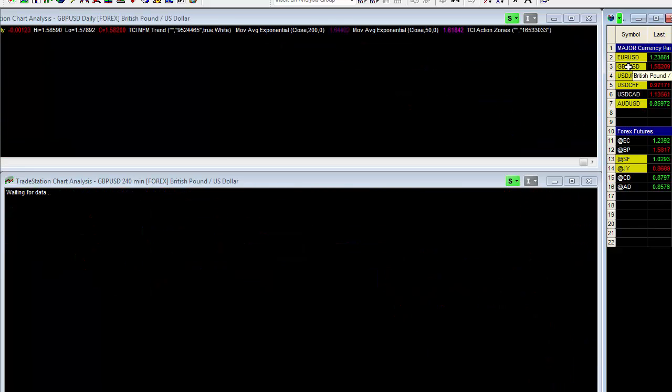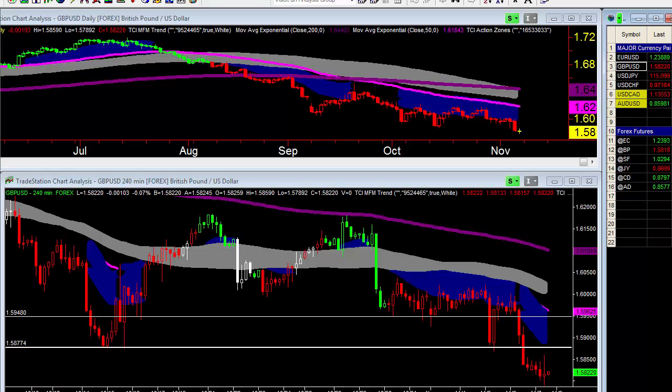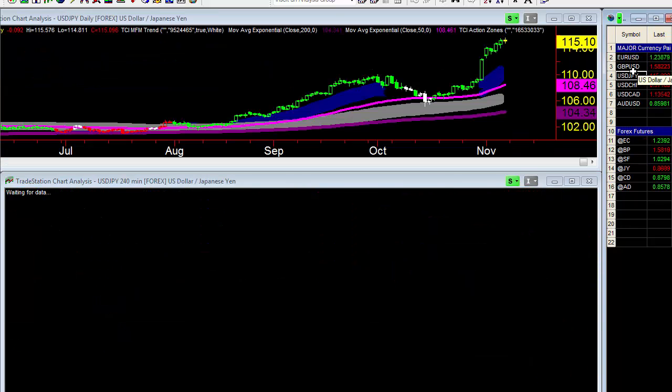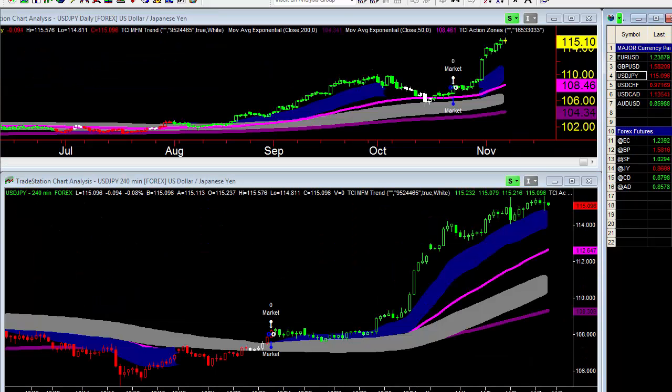The British pound, US dollar, same thing. Market straight down on both the daily, right, near the lows, and on the 240. So absolutely no trade setups right in here. US dollar, Japanese yen. I mean, literally, this market's been straight up from the time we turned from red to green right in here. See that?